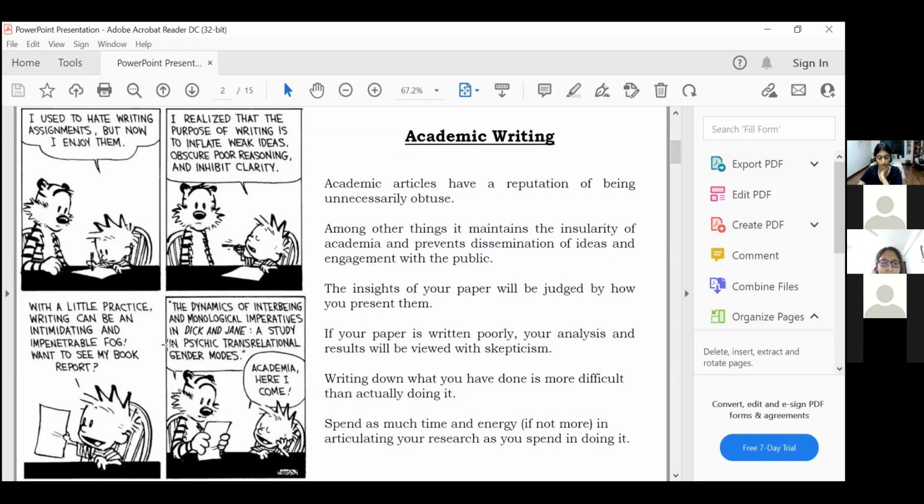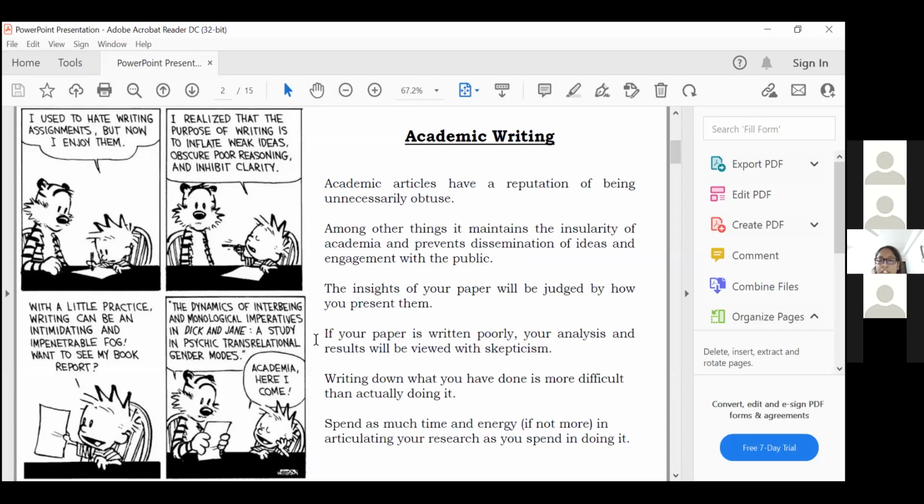And then he takes something very simple and writes "Dynamics of Interbeing and Monological Imperatives in Dick and Jane: A Study of Psychic Translational Gender Mode." This is very typical of what academic articles sound like. So it's natural that that's the article that has been taken to denote academia. And the purpose of good writing is not to do this.